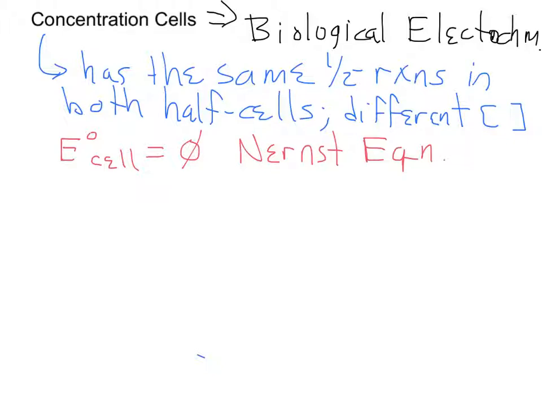So I just wanted to introduce that to you. And a lot of the biological cell potentials are going to be on the order of, for example, millivolts. So they're not really large amounts of potential difference, but you can still get biological work done with those small potential differences inside and outside the cell.